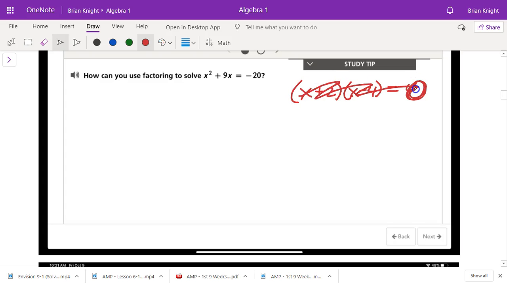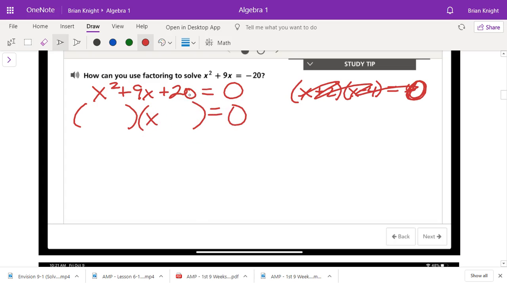Okay, so I'm going to move my 20 over. x squared plus 9x plus 20 equals 0. And now we're going to factor. This is an easy factoring. What two numbers multiplied to be 20 and add up to 9? Plus 4, plus 5. So x equals negative 4 and x equals negative 5.